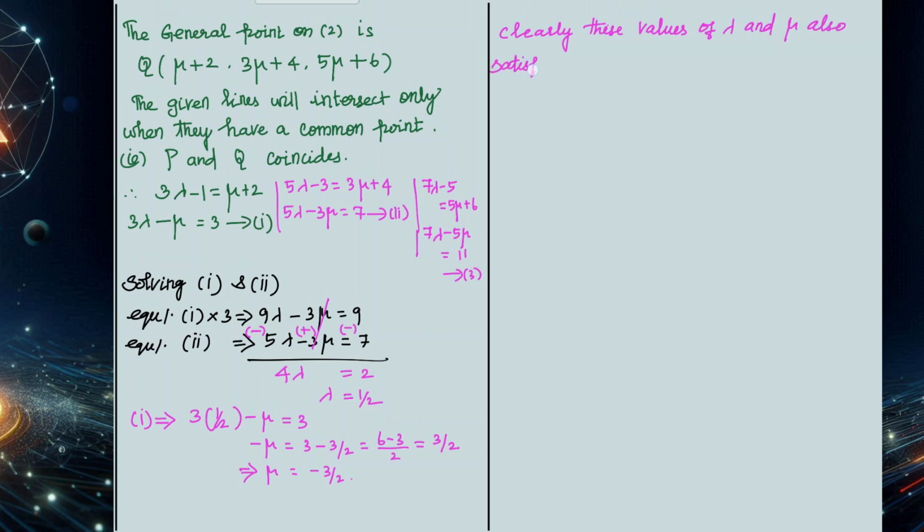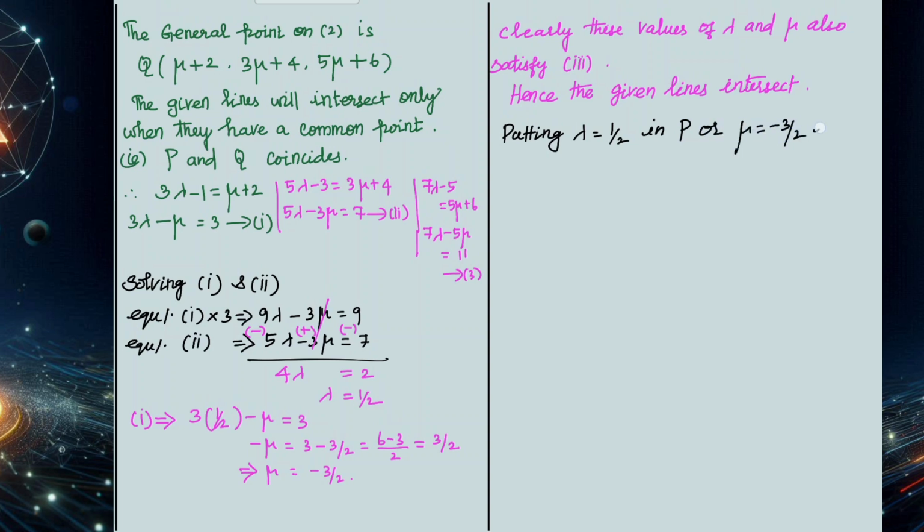Clearly, these values of lambda and mu also satisfy equation number 3, that is 7 lambda minus 5 mu is equal to 11. Hence, the given lines intersect. Putting lambda equal to 1 by 2 in P or mu is equal to minus 3 by 2 in Q, we get the point of intersection.